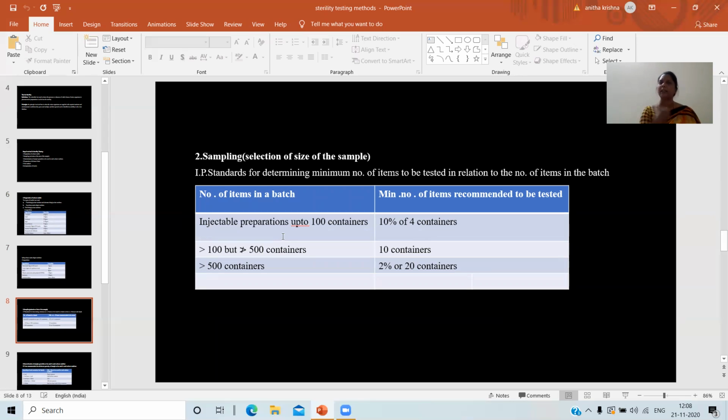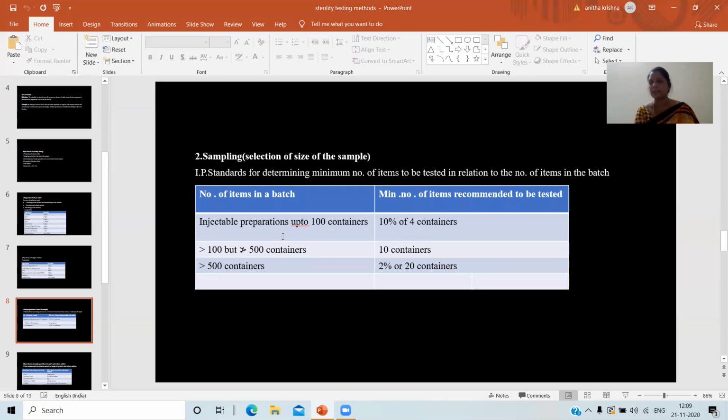For example, if you're preparing an injectable, one batch might contain 100 ampules or 100 vials. It can be of any kind. The container can be of 10 ml, 20 ml, 50 ml, but the number would be 100 or so, because you won't manufacture only one ampule or two ampules of a particular injection. There will be a lot of ampules present in a particular batch.